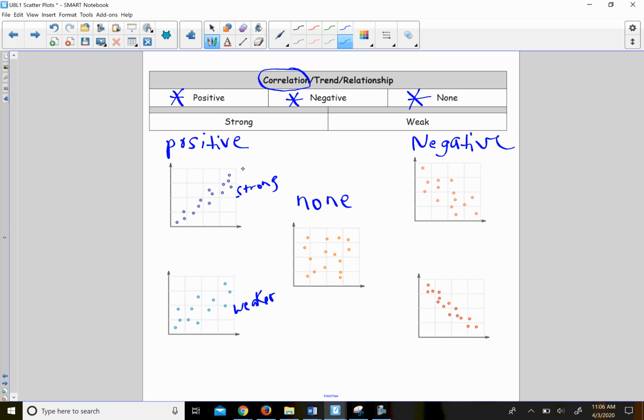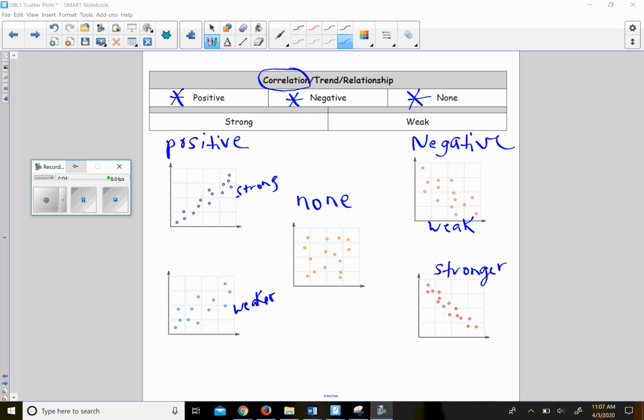So this I could say is a strong positive. This is a weaker positive, but they're both a positive correlation. Same thing with negative. Which one do you think is the stronger negative correlation? Right, it's going to be this one here where the points are scattered together. That's a stronger connection. This would be a weaker negative correlation.